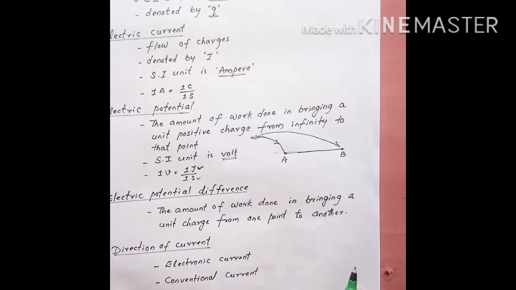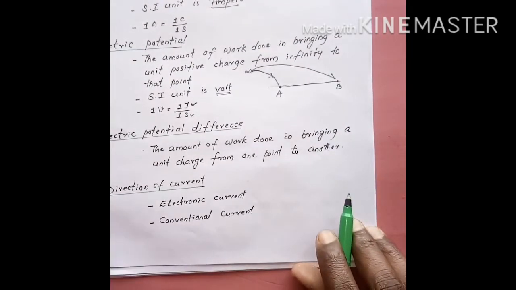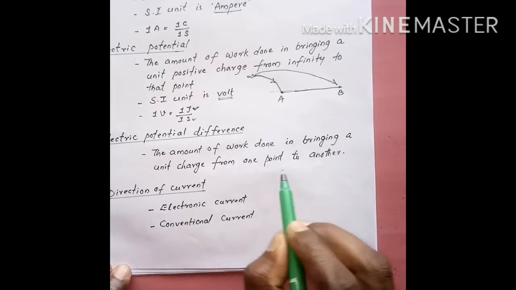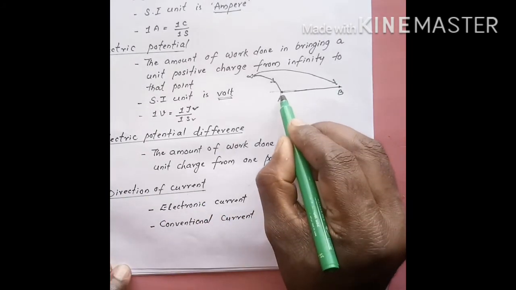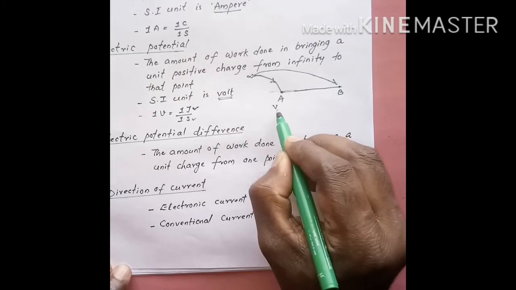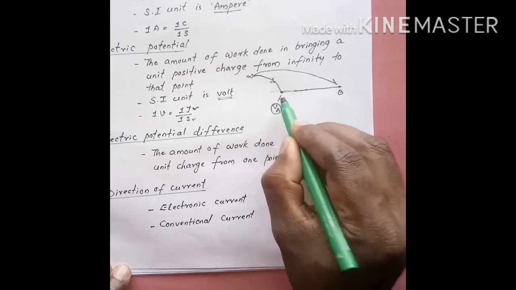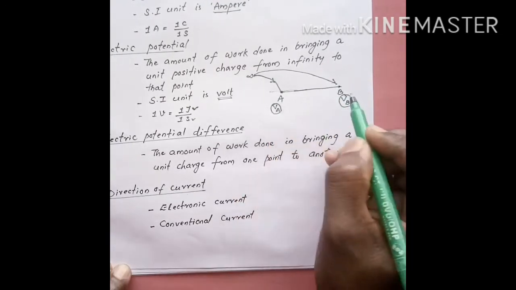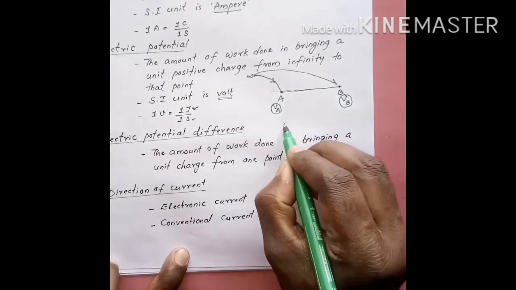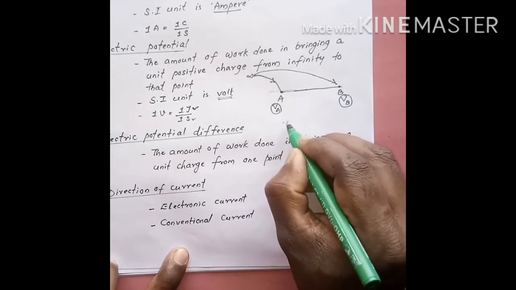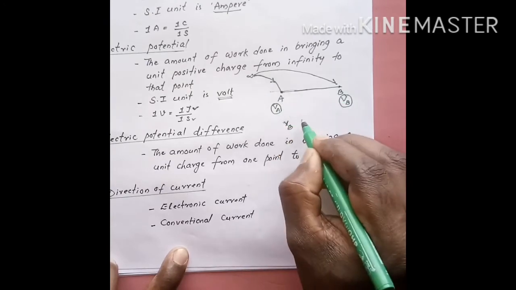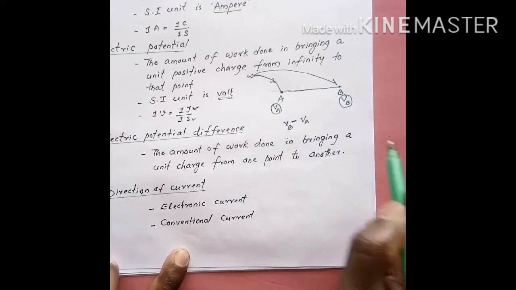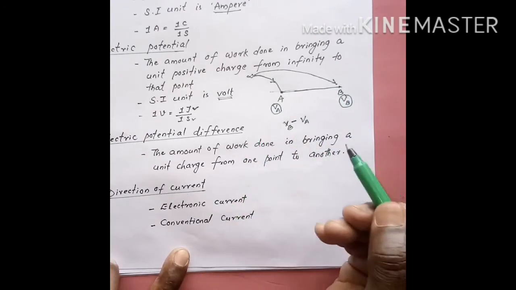Next, another word is electric potential difference. What is electric potential difference? The amount of work done in bringing a unit charge from one point to another. That means, let me say VA is the electric potential at A, VB is the electric potential at point B. And what is the difference between the electric potentials of these 2 points? VB is the electric potential at B and VA is the electric potential at point A. Therefore the difference is VB minus VA. So that difference is called the potential difference between 2 points.